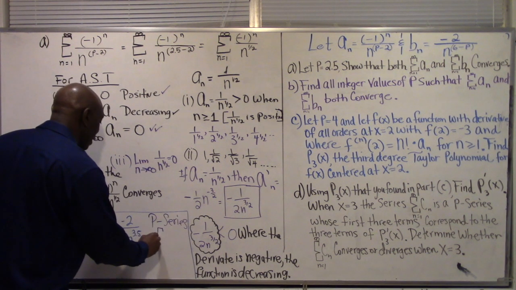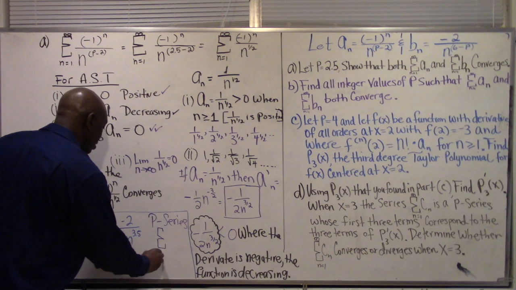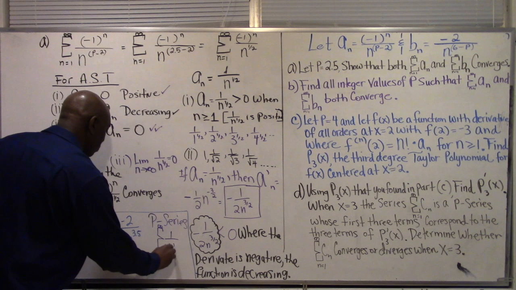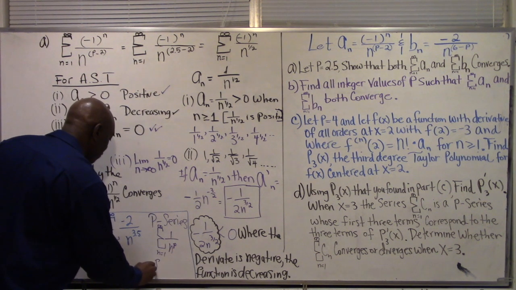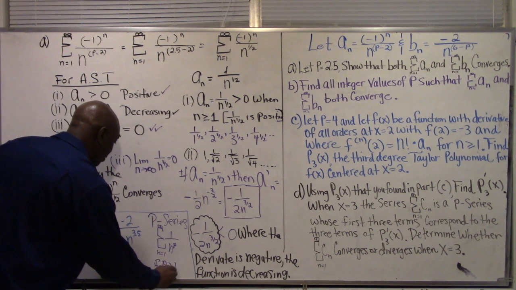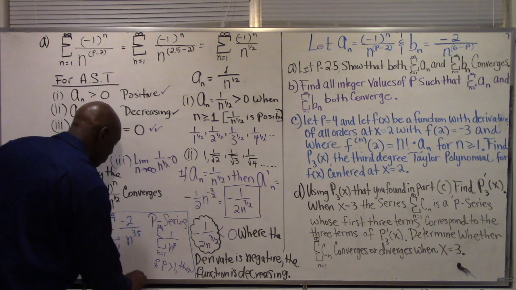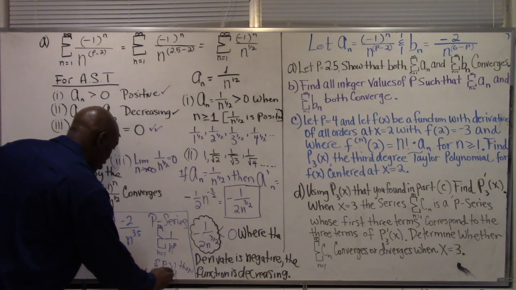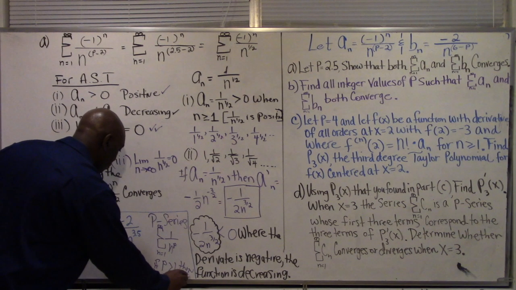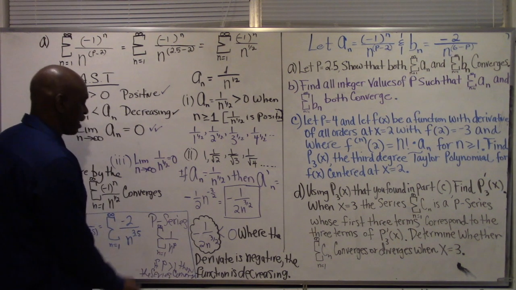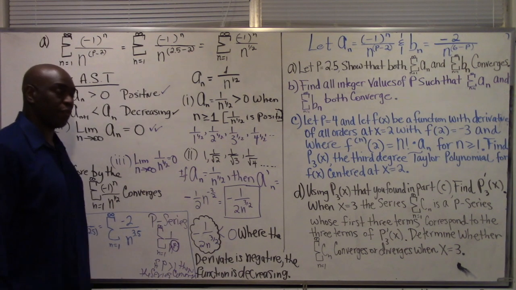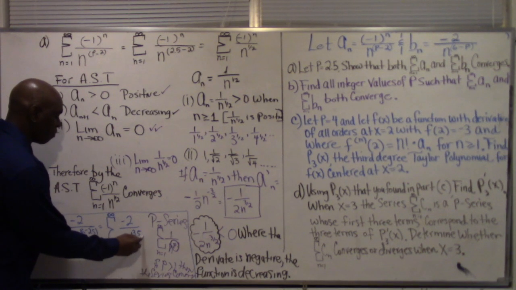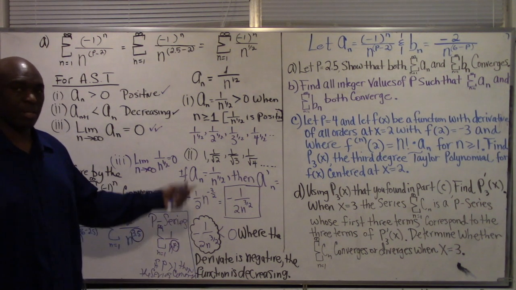P-series. So if you have a summation n equals 1 to infinity of 1 over n to the power of p, if p is greater than 1, then the series converges. So just look at the p, the exponential power. If it's greater than 1, we have convergence. What is our p in this case? Our p is 3.5. There you go.